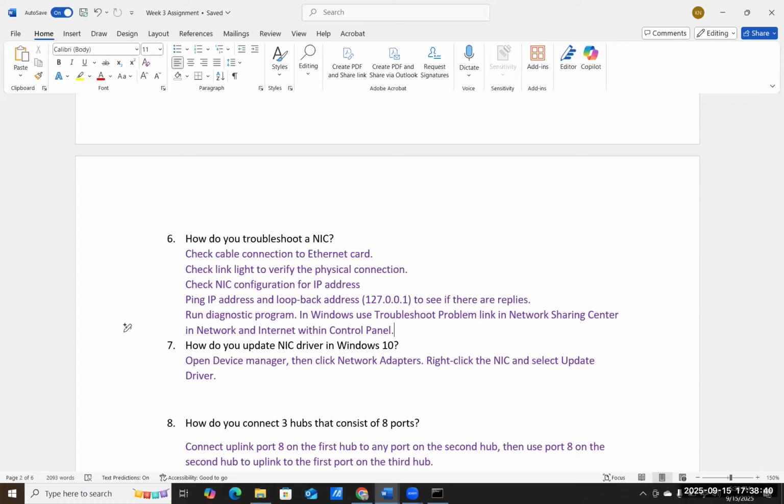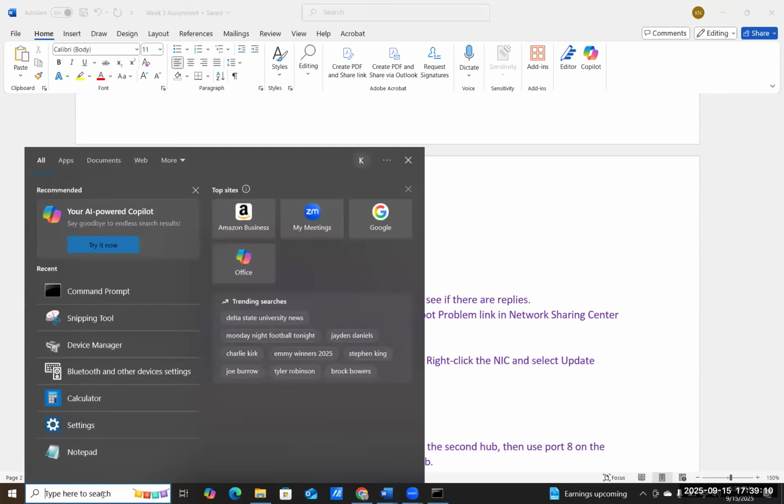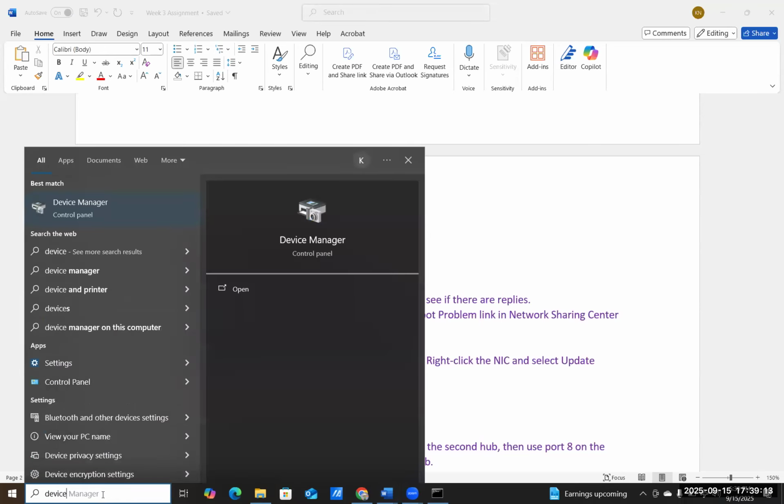So how do you update your network adapter on Windows 10 or 11? You're going to use Device Manager. Device Manager is a tool that allows you to manage all the hardware components on your system. And one of the hardware components is your network adapter, whether it's wireless or wired, right? You simply would right-click it and select Update. So how do I get to Device Manager? Just search for it.